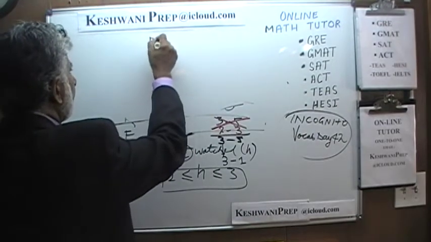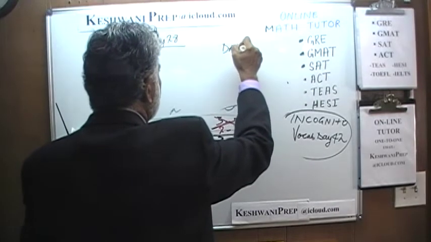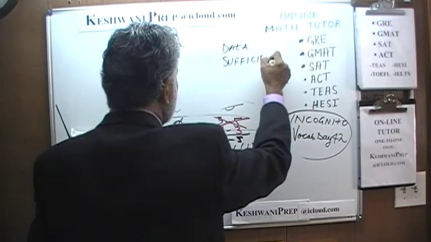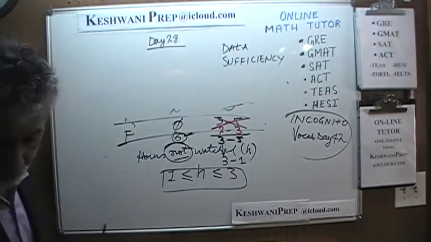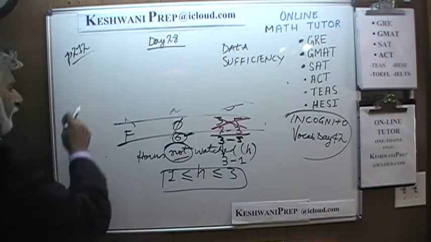Today is day number 28, and today we'll do some data sufficiency problems that you will find on page number 212. Let's get going, shall we?